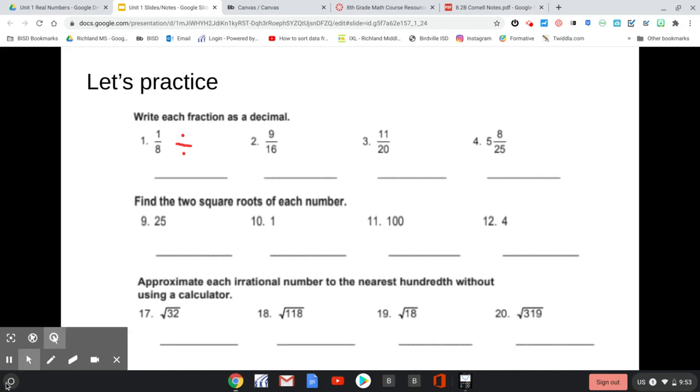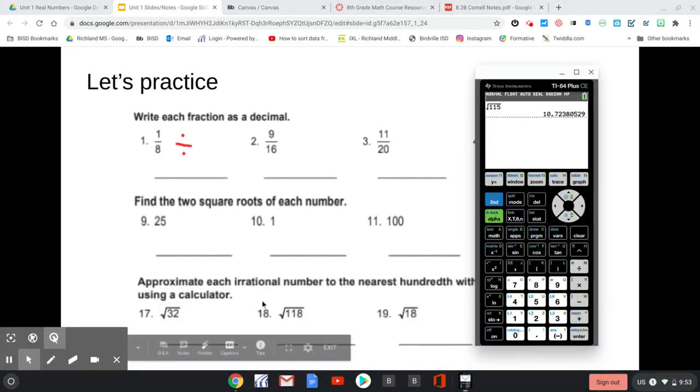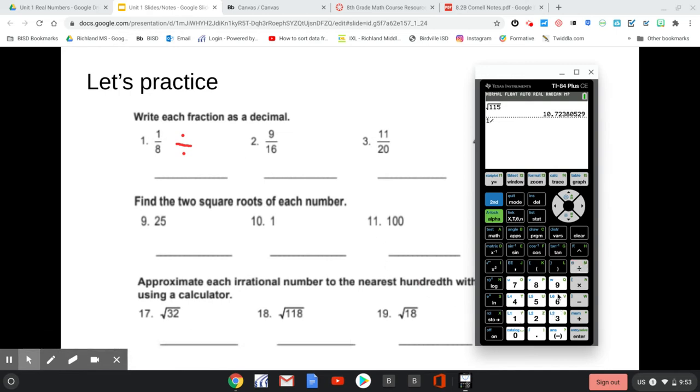Here it is. So we have 1, you're going to hit divide, 8. 1 divided by 8 gives us 0.125. So this decimal for 1/8 would be 0.125. Then it says find the square roots of each number.